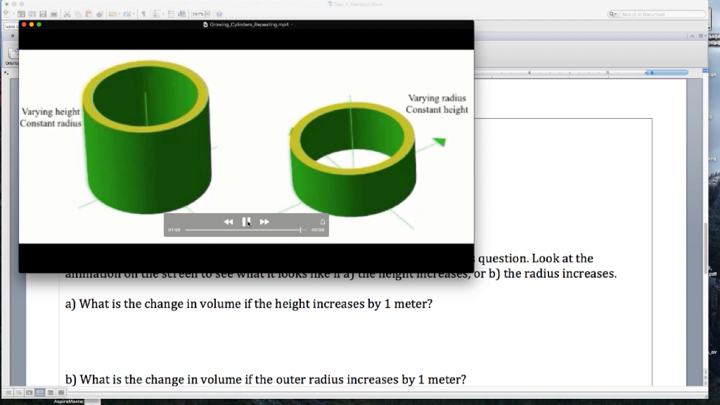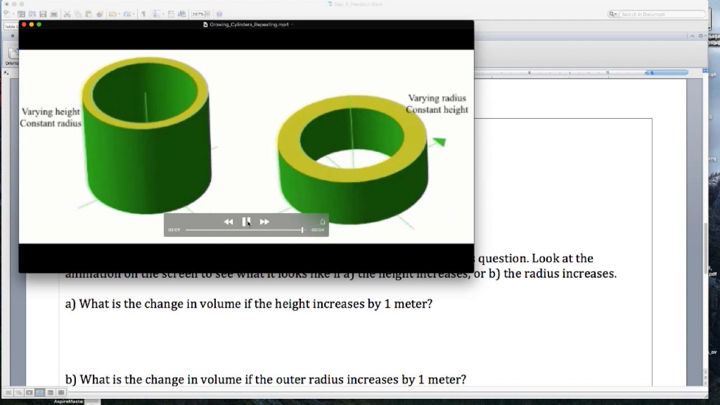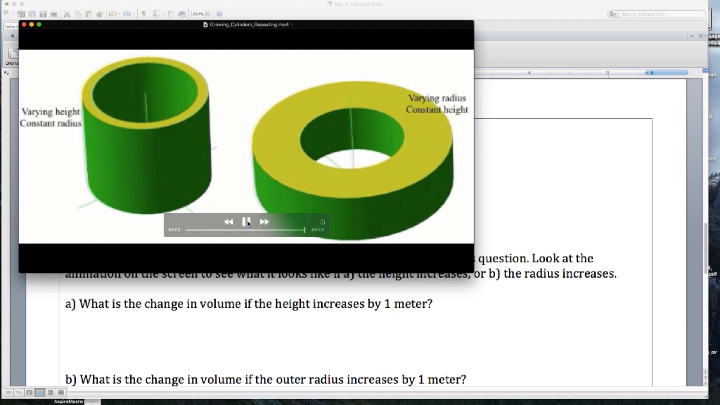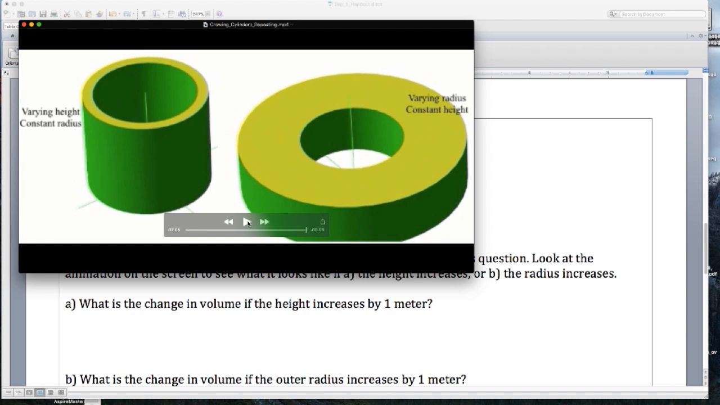Your area of the base is pi r squared, times the height. Now in this case, you've got an outer cylinder, which is positive, and an inner cylinder, which is negative. So you've got the positive minus the negative. What's the negative? It would be 2.5 squared times the height. So, what is the change in volume?